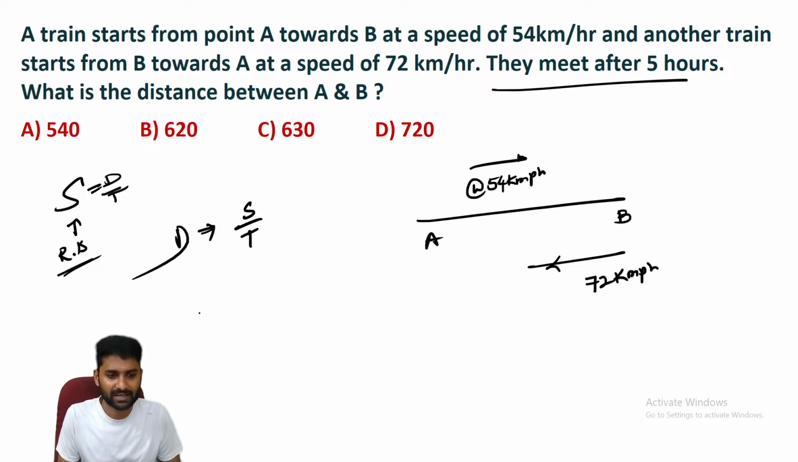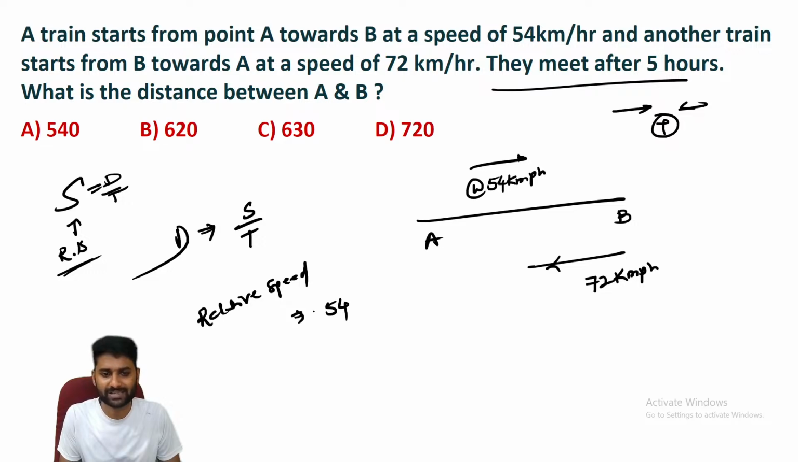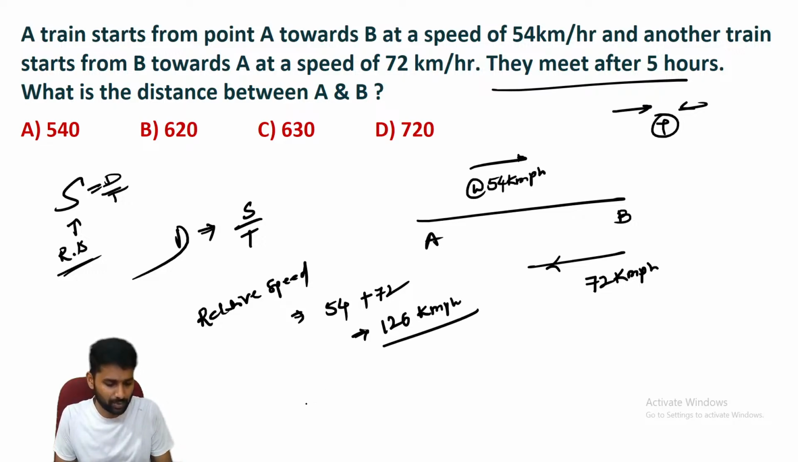Now, first understand, guys, the relative speed. If two objects are traveling in opposite directions, relative speed is addition. 54 plus 72 is exactly equal to 126 kilometers per hour. And they clearly mention that both the trains traveled exactly 5 hours. Now see, every hour they covered 126 kilometers.